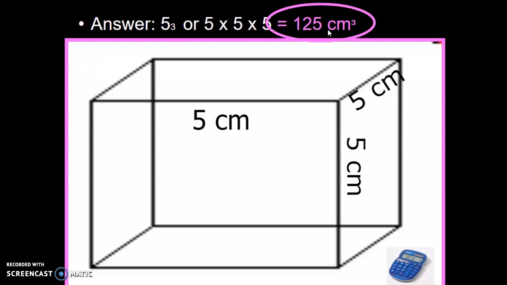Okay, you should have gotten 125 cubic centimeters. So we always need to make sure we put our unit here. This little 3 at the top just means that we've multiplied by 3 different sides. Or you can call that number 3 cubed.